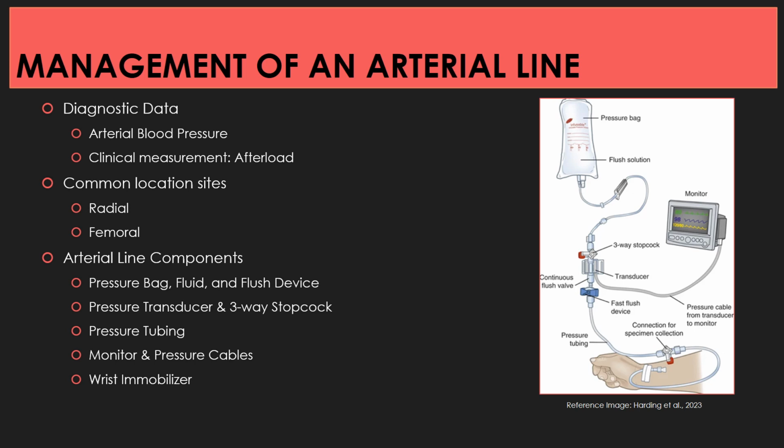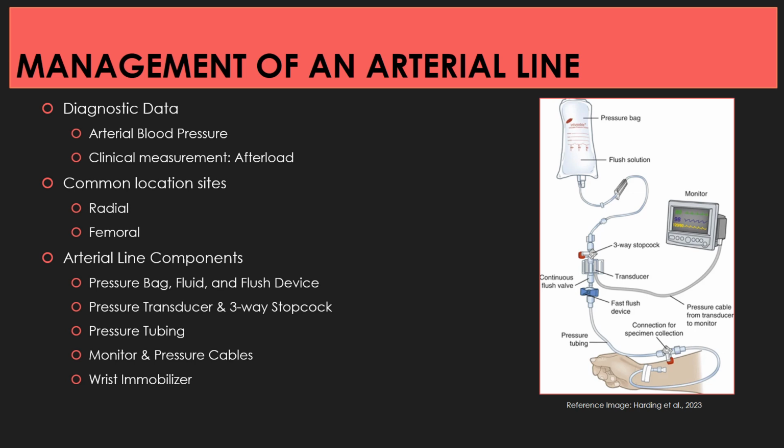The common sites you might see an ART line are either in the radial or femoral artery. The radial artery is preferred for a couple reasons, but the most important is the risk for infection is less in the radial site compared to the femoral artery. A patient can also be more mobile with a radial ART line, like if they want to be moved to the chair, depending on their condition.